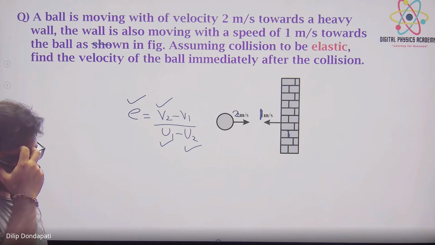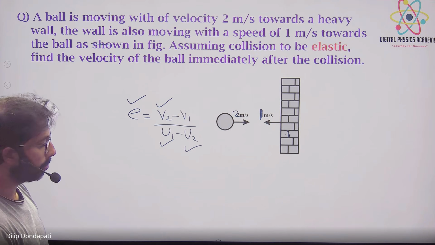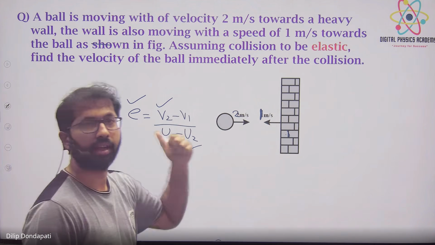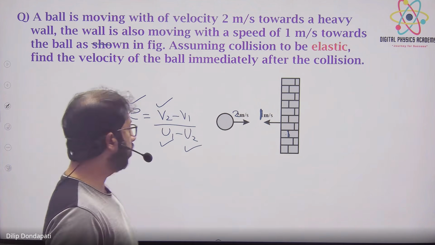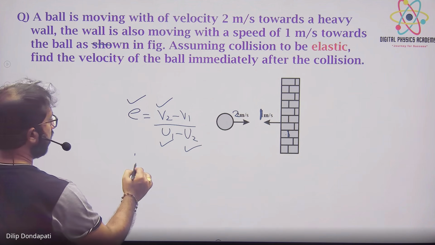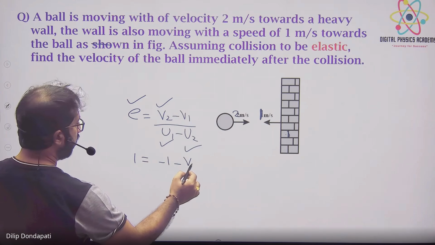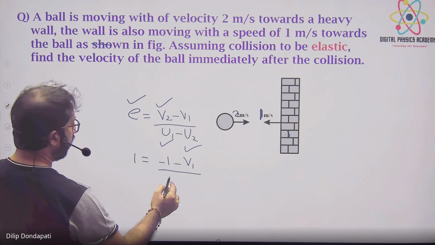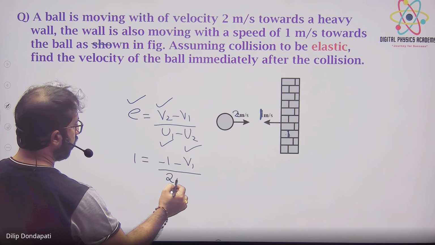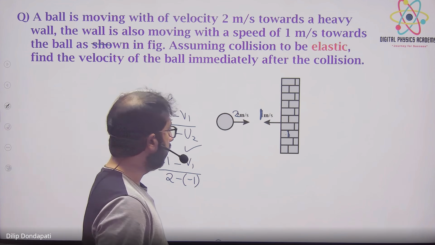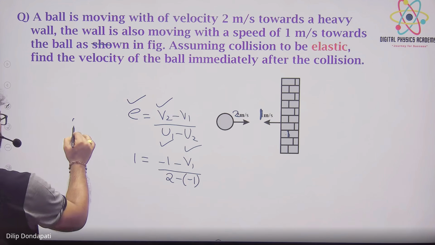So I got minus 4. Minus 4 means the ball is going to the left side. The formula, simply substitute: 1 equals (V2 minus 1 minus V1) by (U1 minus U2), so (2 minus (minus 1)). Substitute and you'll get the value, 4 meters per second. 4 is the answer.